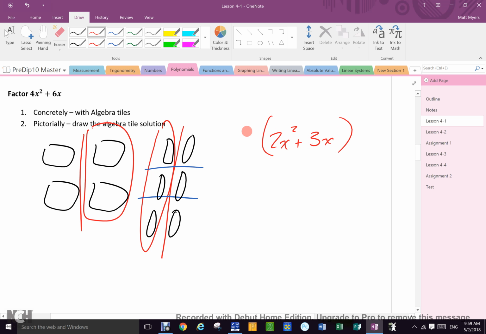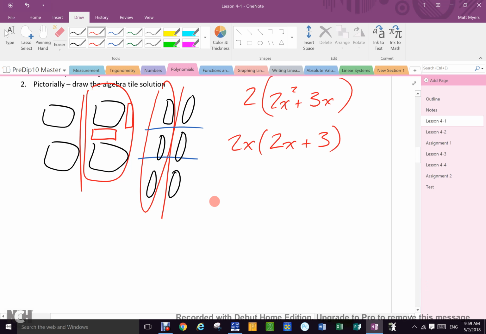And what's out here? 2. But isn't this made up of x and x? And isn't that an x? So can I not also get an x out of there to get 2x plus 3? Yeah, you can. Of course I can, but that is hard to see when I draw it this way, isn't it? So draw it the other way as a rectangle.